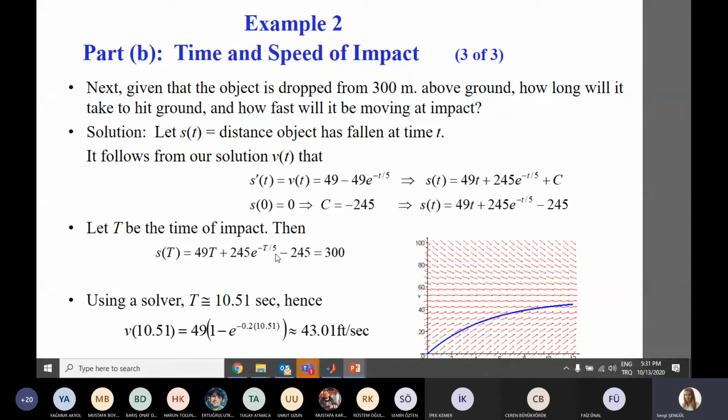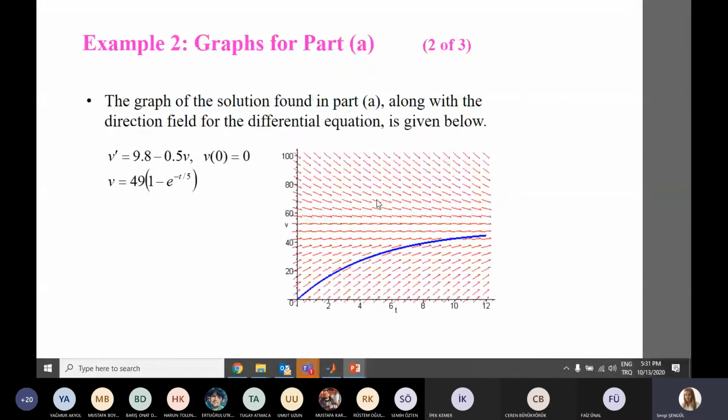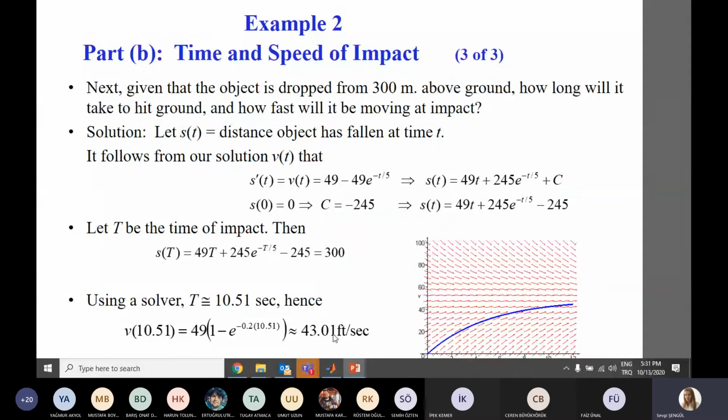And if you plug this t into your velocity function, you can find the velocity of this object when it is dropped from 300 meters above ground. It will take 10.51 seconds to reach the floor, and the velocity when it reaches the floor is 43.01 feet per second. Okay, so you can derive different results once you have this solution.